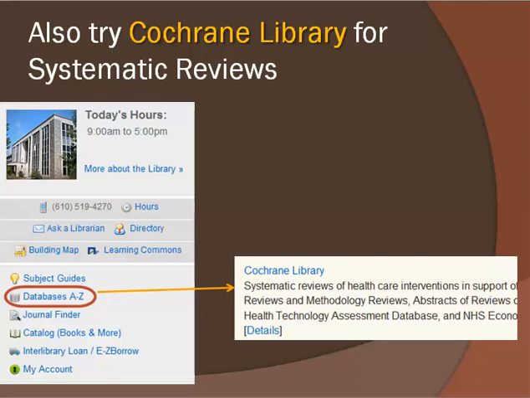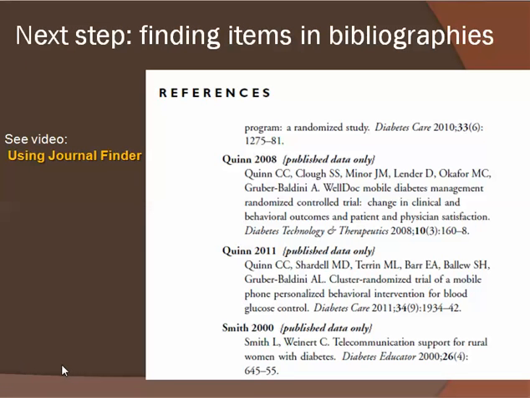Also try the Cochrane Library if you're looking for systematic reviews. Again, start at the library homepage, Databases A to Z, and choose Cochrane Library. Once you've accessed some systematic reviews and have read them, the next step you'll probably want to do is to peruse the references at the end of those articles, and you'll probably want to access some of these items that you see listed. For instructions on how to do that, I'm going to recommend the next video, which is using Journal Finder.